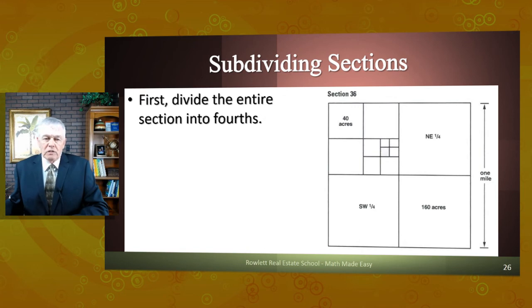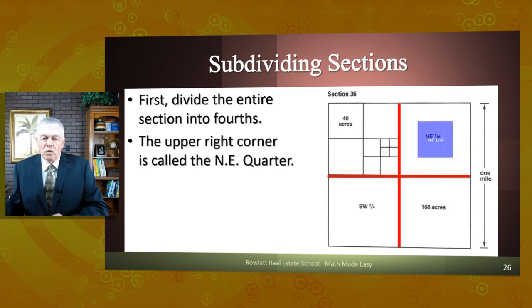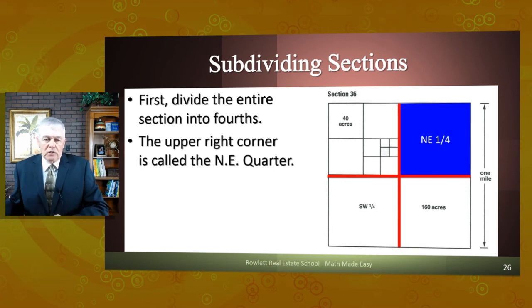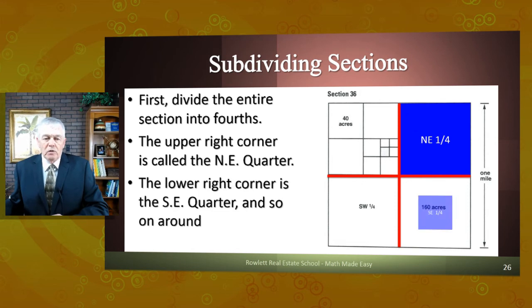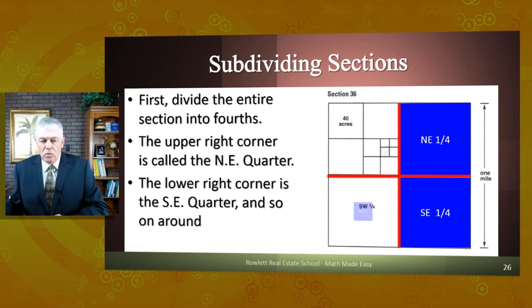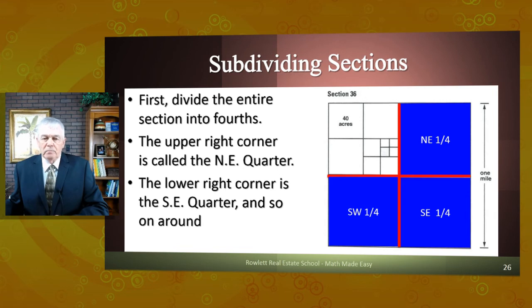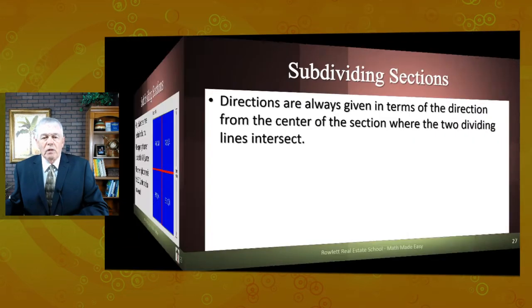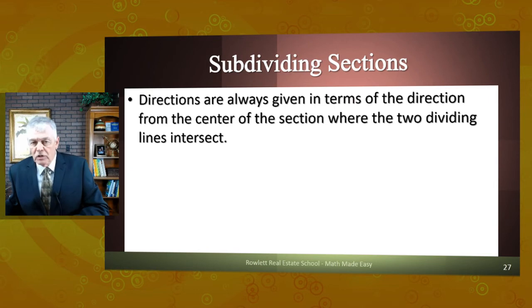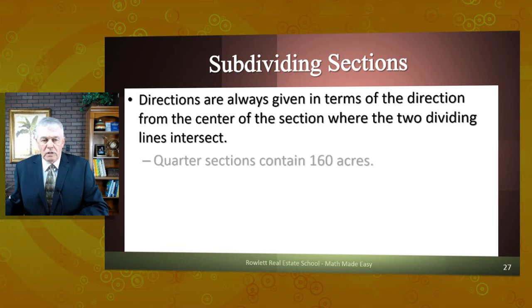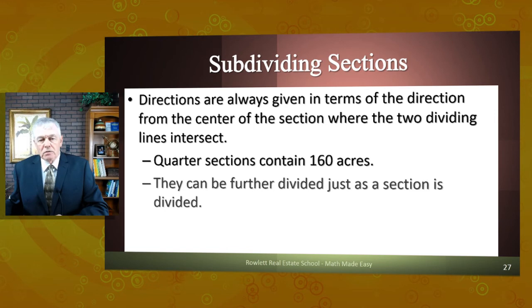First, divide the entire section into fourths. The upper right-hand corner of the section is called the northeast quarter. The lower right-hand corner is called the southeast quarter, and so on around the section. Directions are always given in terms of direction from the center of the section where the two dividing lines intersect. A quarter section contains 160 acres. They can be further divided just as a section is divided.